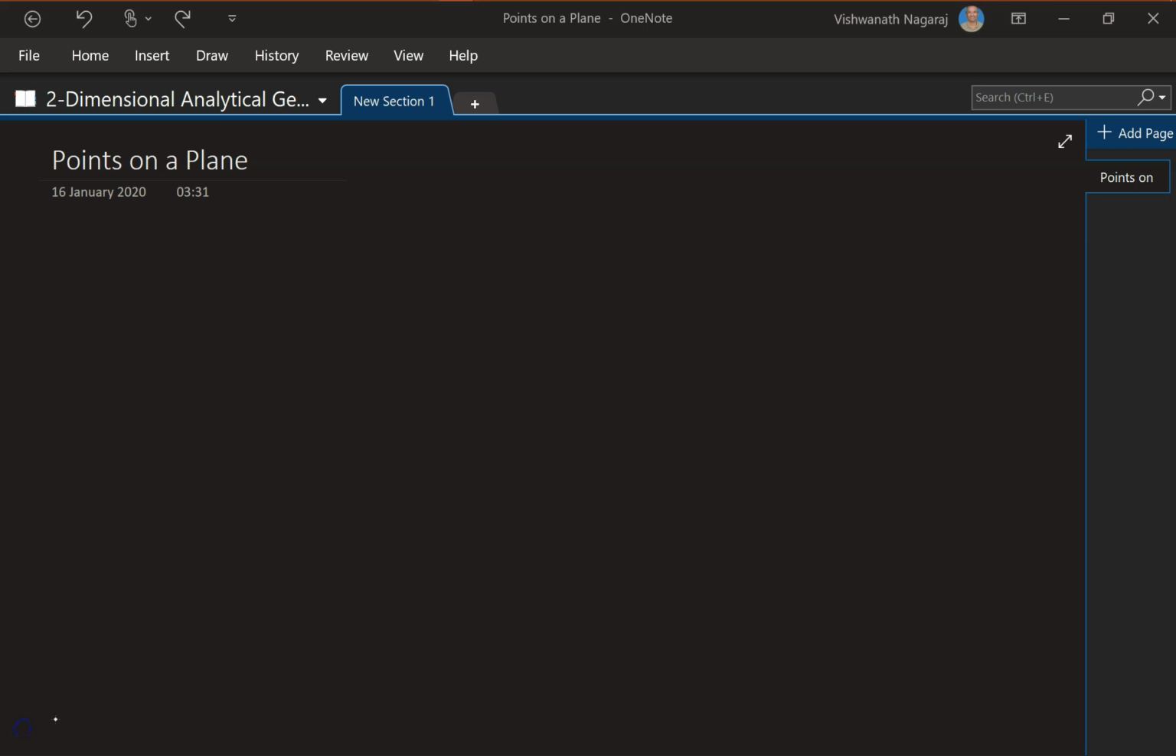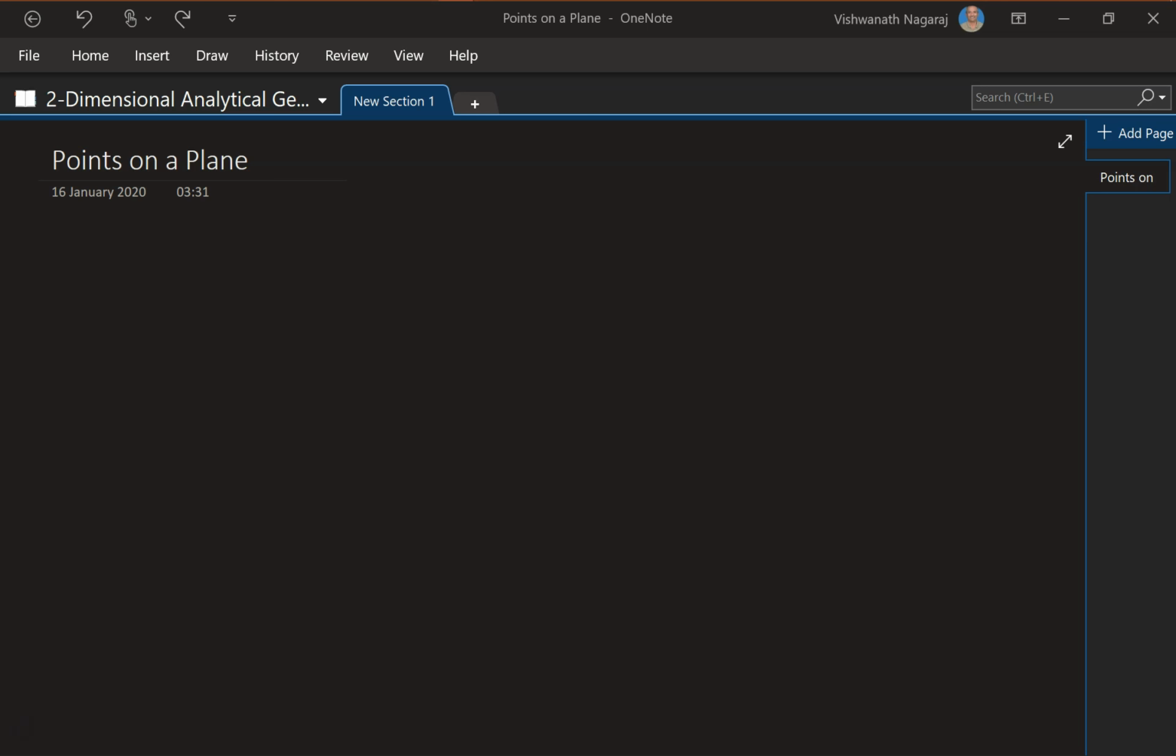Let's start off with two-dimensional analytical geometry. And the first thing we have to understand is what does that mean? Basically, using algebra, doing geometry is analytical geometry. And since we are restricting our field of study to a two-dimensional plane, that is why it is called two-dimensional analytical geometry. And in geometry, the first thing that comes up is a point.